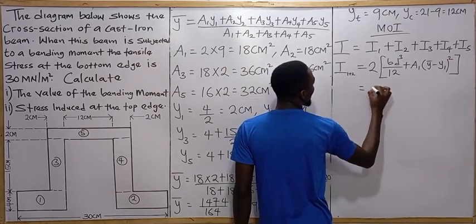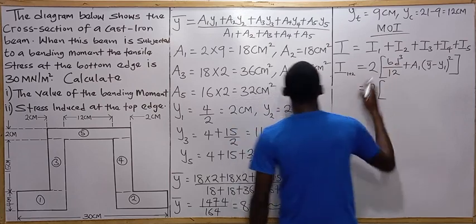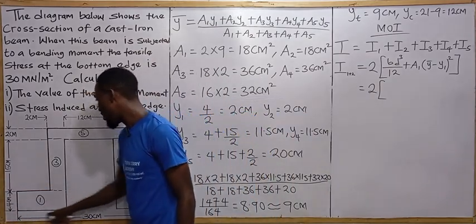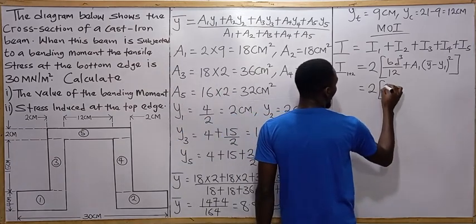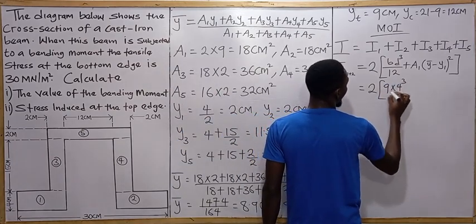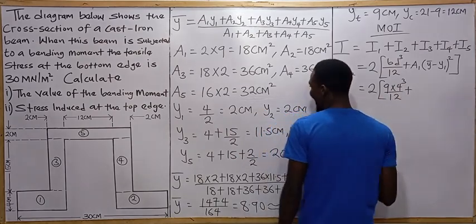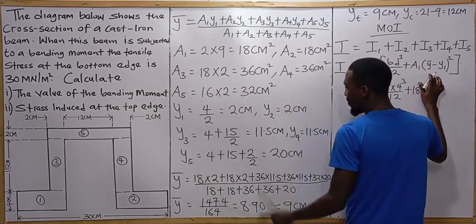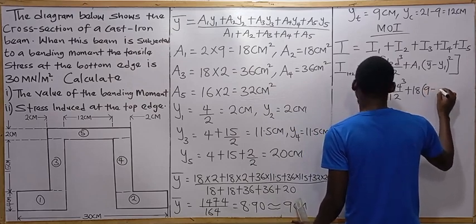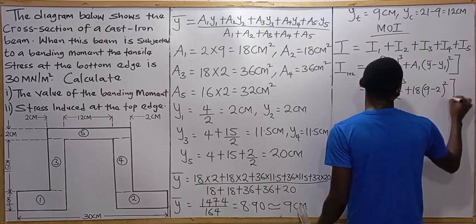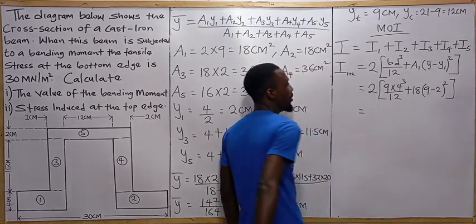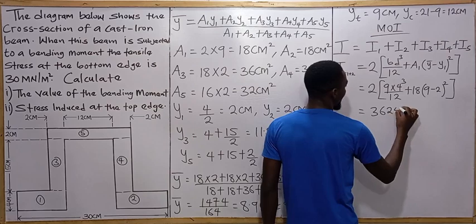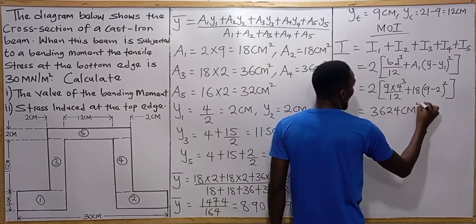So this will be equals to 2 into our base. So the base and the depth. This is the depth. The base is going to be 9. So 9 times 4 cubed all over 12 plus A1. What is our A1? Our A1 is 18 into our Y bar. Our Y bar is 9 minus Y1, which is 2, all squared. So you close. So our answer here, if we do this, we are going to have this to be 3,624 centimeter to the power of 4.